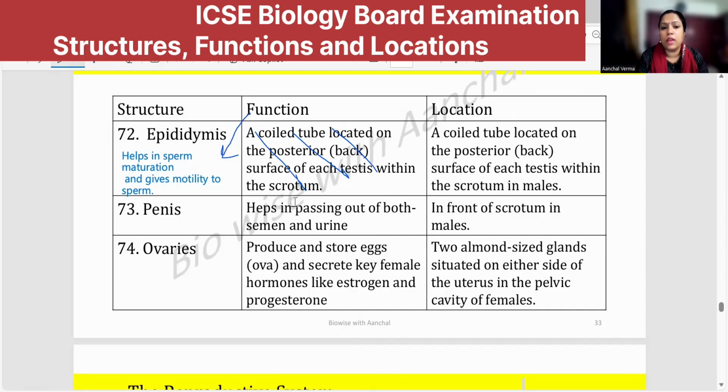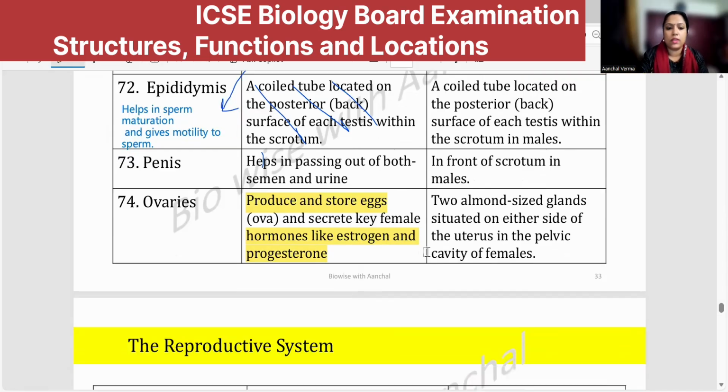Then penis. It helps in, I think, too much typing. So many errors are happening. Anyway, it helps in passing out both semen and urine, and it is present in front of the scrotum in the males. Okay. Then ovaries produce and store eggs, very important, and secrete hormones like estrogen and progesterone. So two female hormones are here, and it is situated on either side of the uterus in the pelvic cavity of the females. Again, see here, I'm writing males and females. So you have to mention which gender has the organ or the structure. Do not miss males and females, okay?